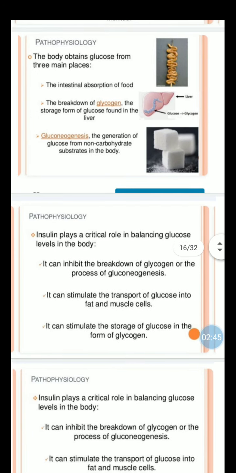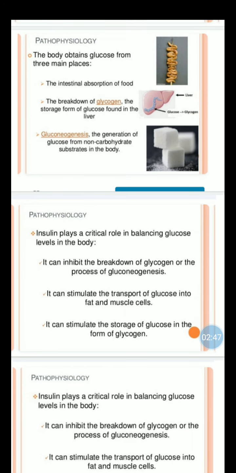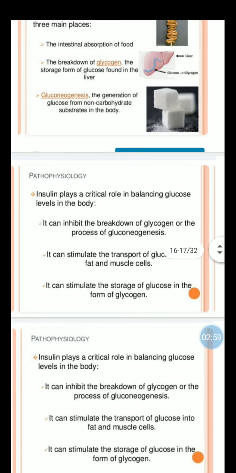Then, insulin plays an important role in balancing the glucose level in the body. Second, it can inhibit the breakdown of glycogen and the process of gluconeogenesis. What is gluconeogenesis? It is the generation or production of glucose from non-carbohydrate substrates.